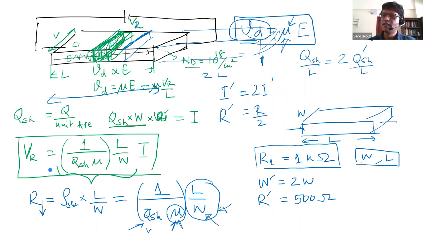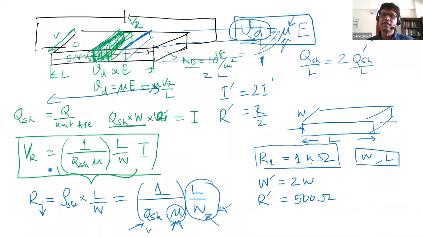Let's see if someone else agrees with you. How about Himadri? Do you agree with this, or is it 2R or R by 2 or R by 3, or how much is it? No, sir, I agree with this. Okay, 500. Good. How about Rashmi Ranjan? You agree with this, or you have a different number? Yes, sir, agree. All right, Rashmi, stay online.